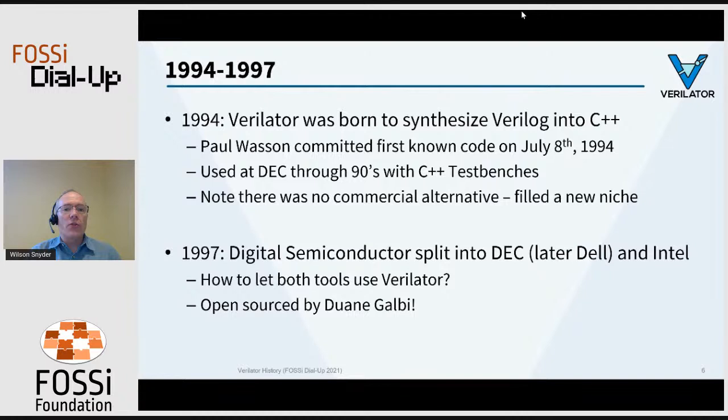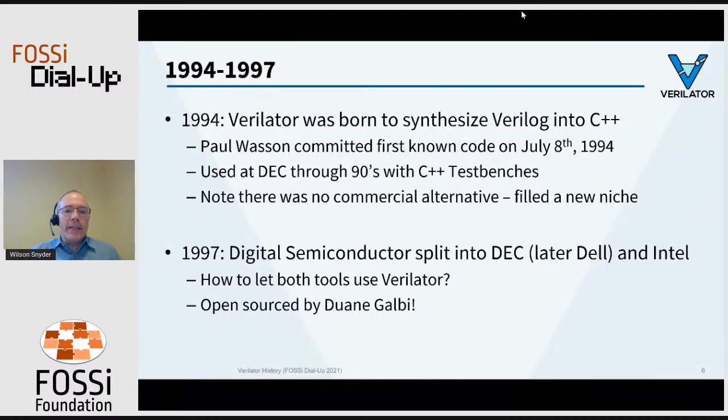It was used at Digital through the 90s with a lot of C++ test benches, and got a number of improvements. One thing I would point out is that the reason it was written is there was no commercial alternative. There was a super slow Verilog-XL, but it didn't generate C++. It wasn't really designed to hook in with C++. This, again, was before DPI. And for that matter, most people were coding in C rather than C++.